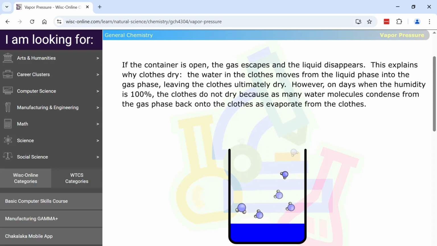If the container is open, the gas escapes and the liquid disappears. This explains why clothes dry. The water in the clothes moves from the liquid phase into the gas phase, leaving the clothes ultimately dry. However, on days when the humidity is 100%, the clothes do not dry because as many water molecules condense from the gas phase back onto the clothes as evaporate from the clothes.